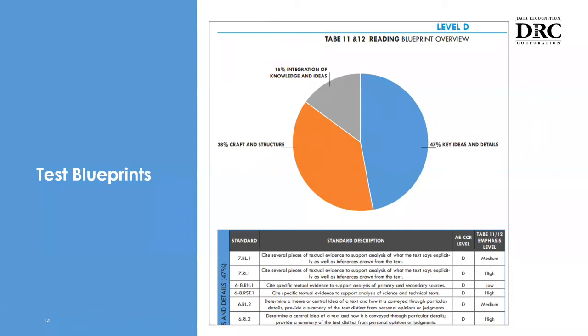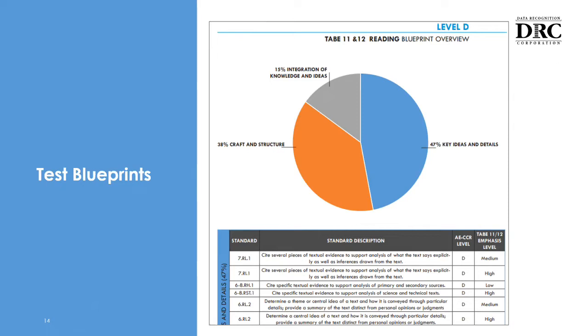Very quickly, I can see that level D addresses three areas of the College and Career Readiness Standards: key ideas and details, craft and structure, integration of knowledge and ideas. And key ideas and details is almost half the test. So if I'm preparing the curriculum plan or lesson plans for my upper level reading programs, I understand that half the test is measuring key ideas and details.